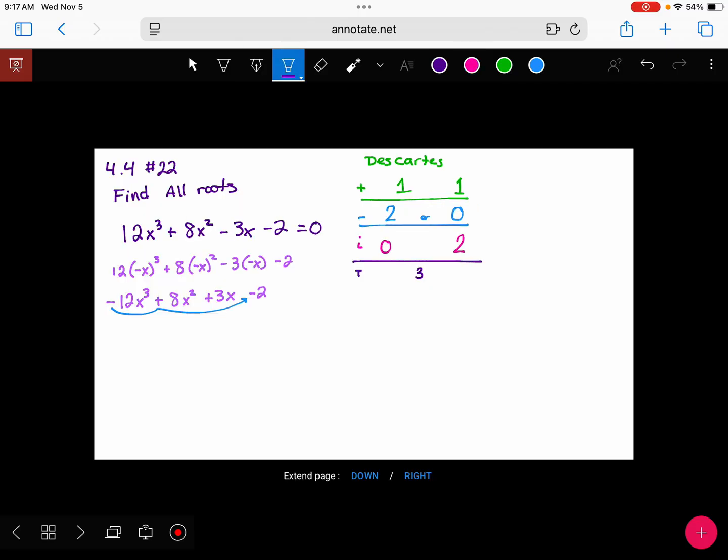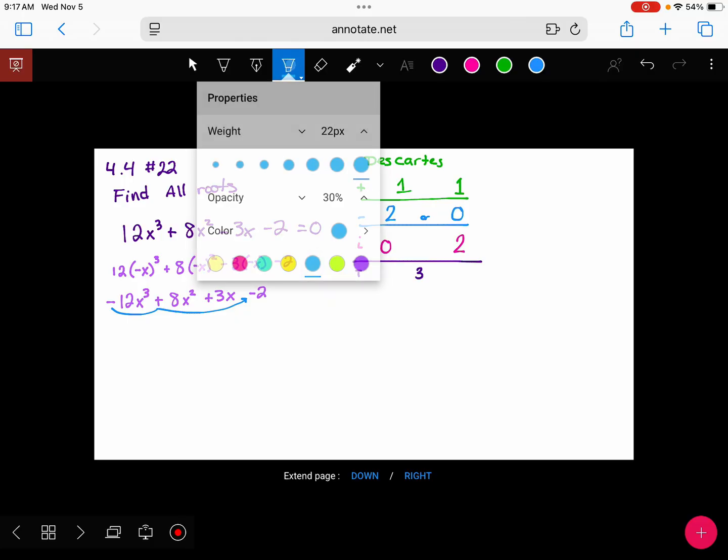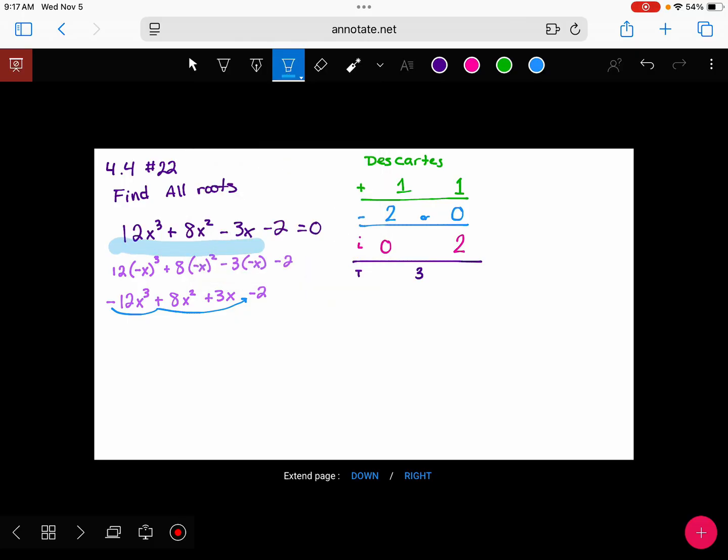When we're finding all possible roots, we're only using this equation. Do not use your minus x equation. That is only used for Descartes. So use our original polynomial. I had at least a couple of times on homework that people wound up accidentally using their f of minus x. So just be really, really careful.